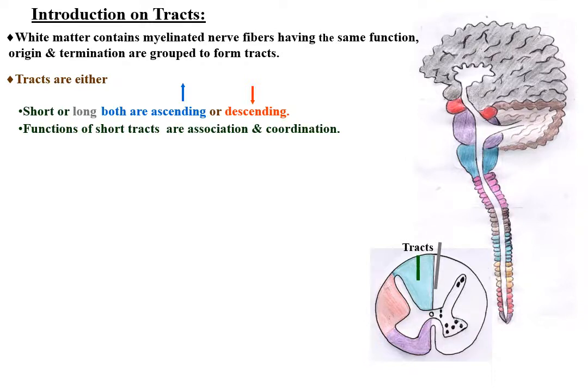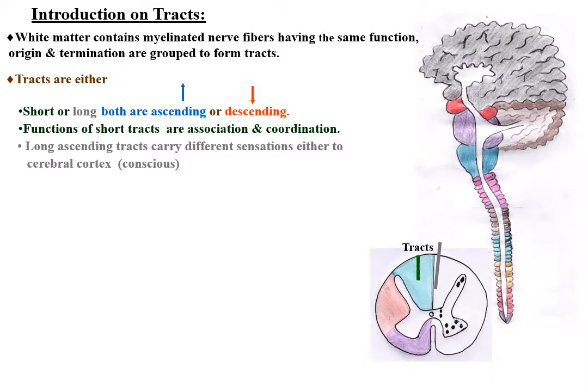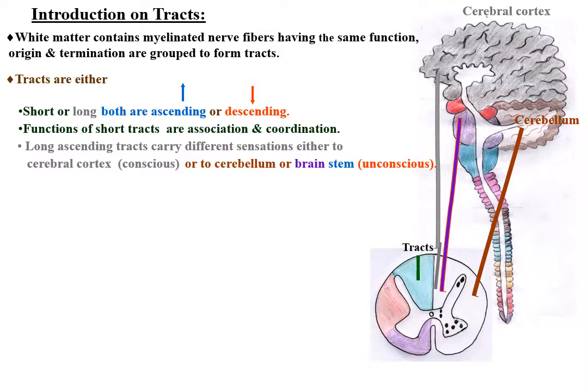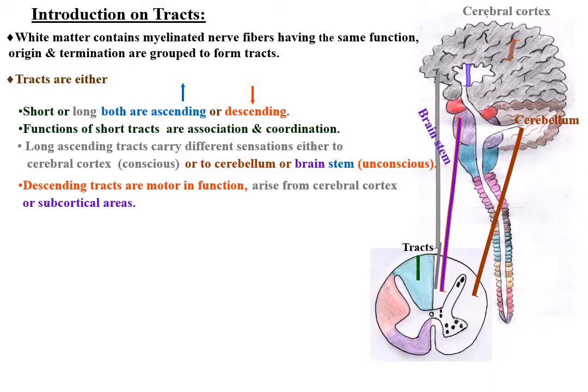Long ascending tracts carry different types of sensation either to the cerebral cortex if they are conscious, or to the cerebellum or brain stem if they are unconscious sensation. Descending tracts, on the other hand, are motor in function, arising from the cerebral cortex or subcortical areas.